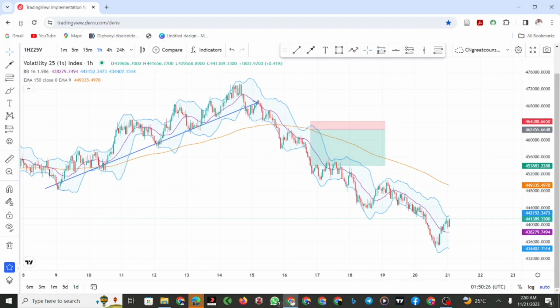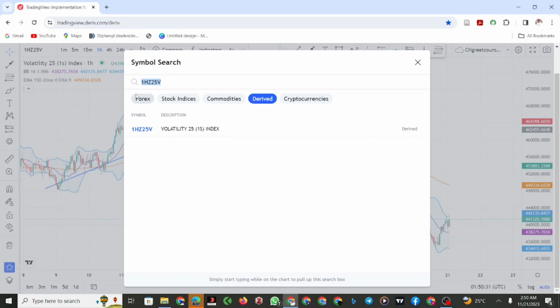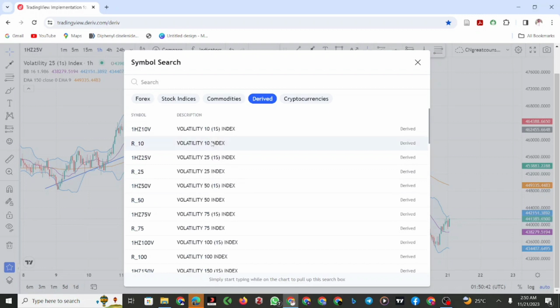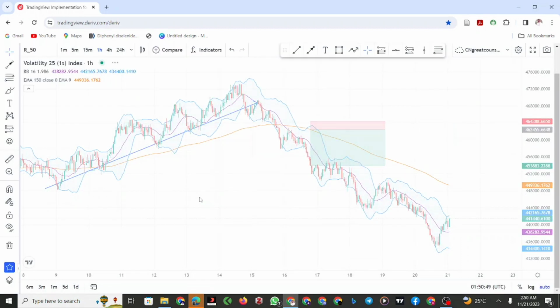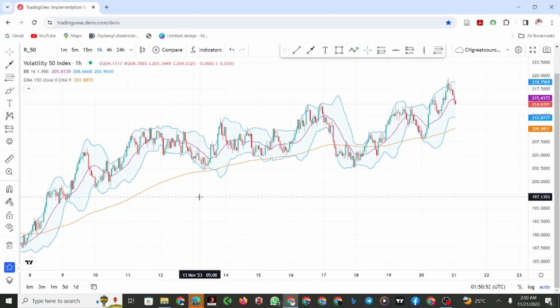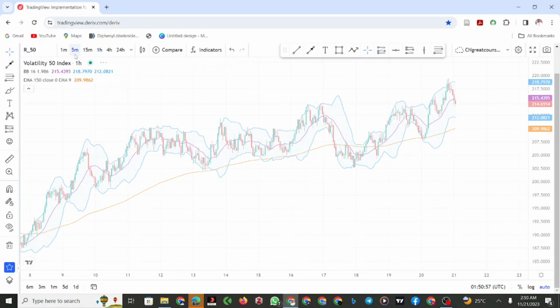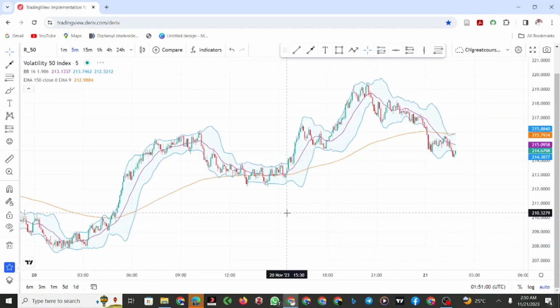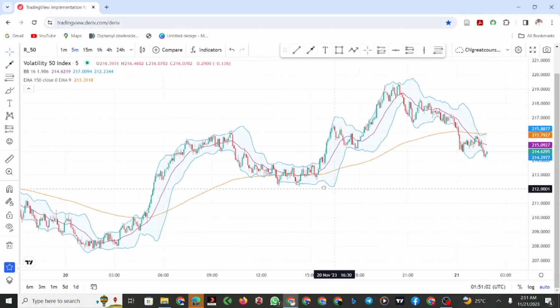Now maybe we should check another pair. Let's look at volatility 50. I'm just showing you all this so that you know that it works on every pair. It works on every pair. Volatility 50, let's check 50. And on any time frame, like I said, let's go to a lower time frame and see how it played out there. Let's see if we can see buying or selling opportunities.